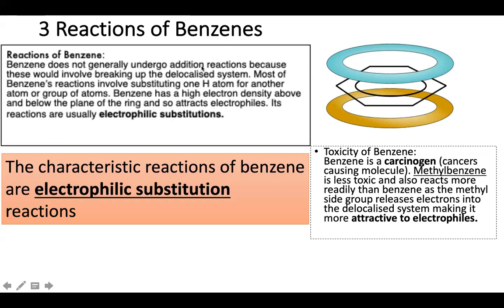Benzene does not generally undergo addition reactions, okay? Because addition reactions would mean that you are breaking up the delocalized system. Unlike an alkene, they undergo addition. Both alkene and benzene attract electrophiles because they have rich electron density above and below. For benzene, it's above and below the plane. For alkenes, it's above and below the double bond. However, the only difference is alkene goes through addition, benzene goes through substitution because the delocalized system in benzene is stable. They do not want to lose it.